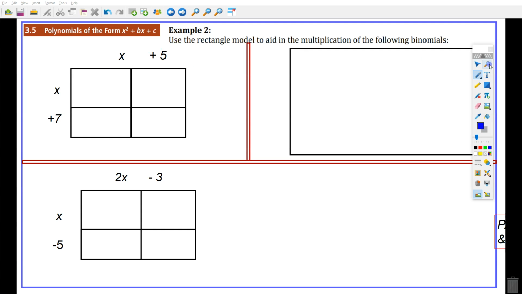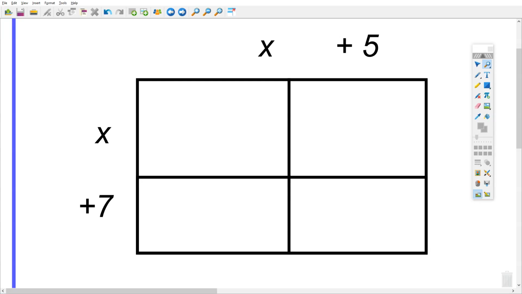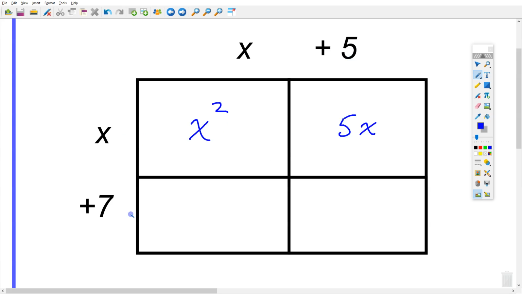So for our first example, we're going to look at multiplying x plus 5 and x plus 7. We put our dimensions along the width and the length of the rectangle, and we treat it like a multiplication chart. In this section it's x times x, which gives us x squared. Here we're doing x times 5, which is positive 5x. Down here it's 7 times x, which is 7x. And finally 7 times 5, which is 35.